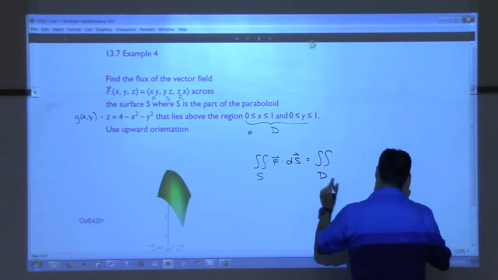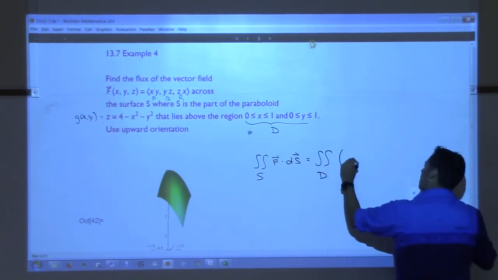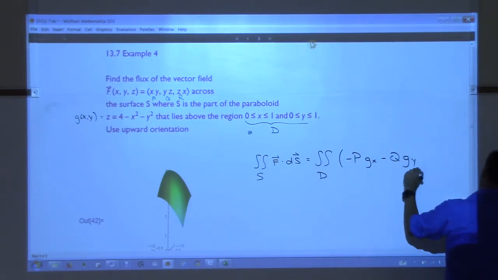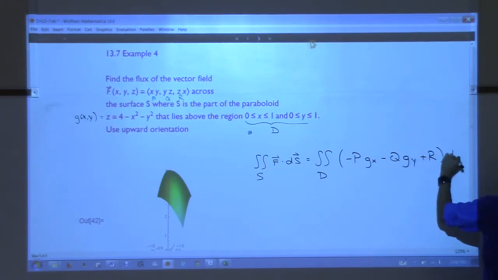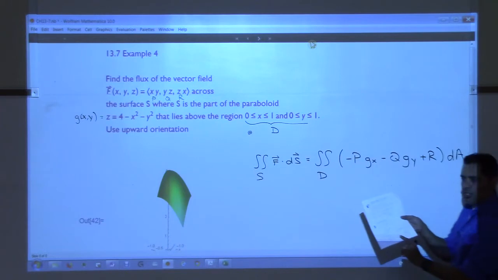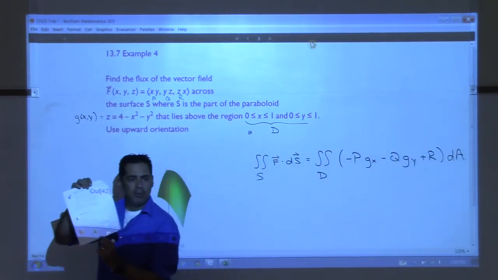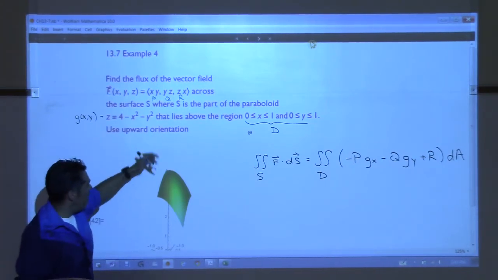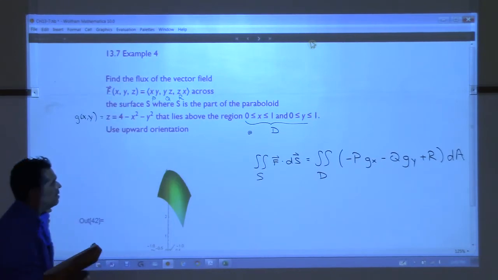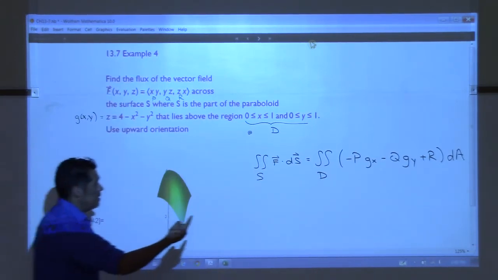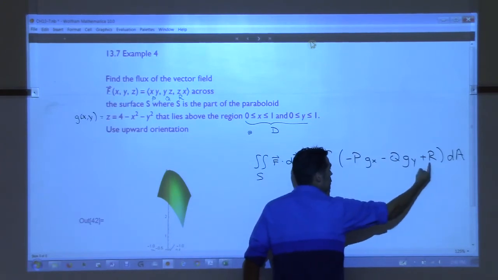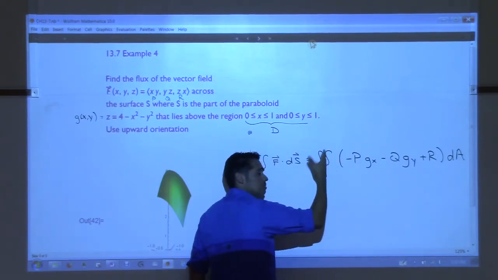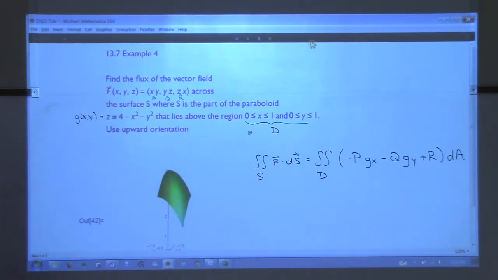I just need to do what? Negative P partial g with respect to x, minus Q partial g with respect to y, plus R dA. Now, am I supposed to use this formula, or am I supposed to change it, like multiply it by −1? Use it, right? Because this formula is good when the normals are pointing up, which is what we're being told. So that's our formula. Do we know what P, Q, R are? Yes. Can we take the partial of g with respect to x? With respect to y? Do we know our limits of integration? We're in business, right? So let's do it.